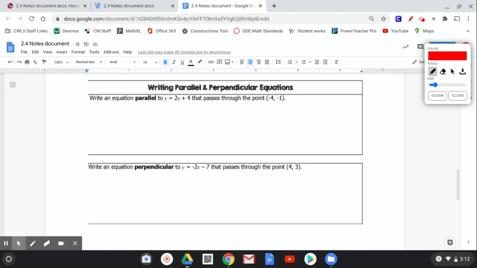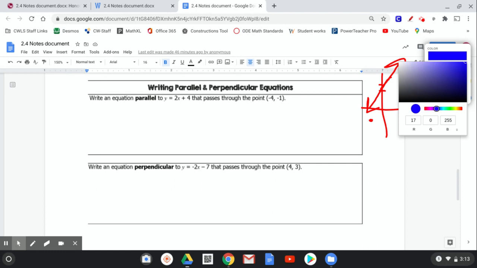So for this, it says write an equation parallel to y equals 2x plus 4 that passes through the point (-4, -1). Basically we have this line here. It's going to be up 4. It has a slope of 2, up 1 over 2. So we have this line here, and then we have to write something that's going to be parallel, so it's going to have the same slope. We know the lines are never going to intersect, but it goes through the point (-4, -1). So somewhere over here, we have to find the equation of that line that is going to go parallel to it.